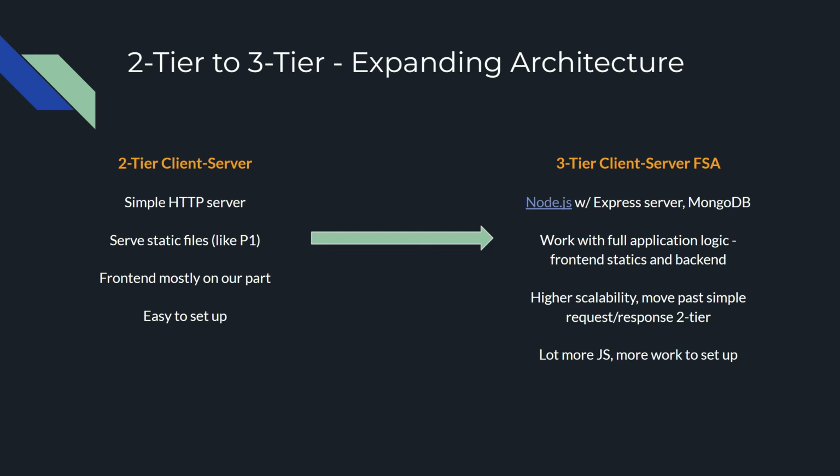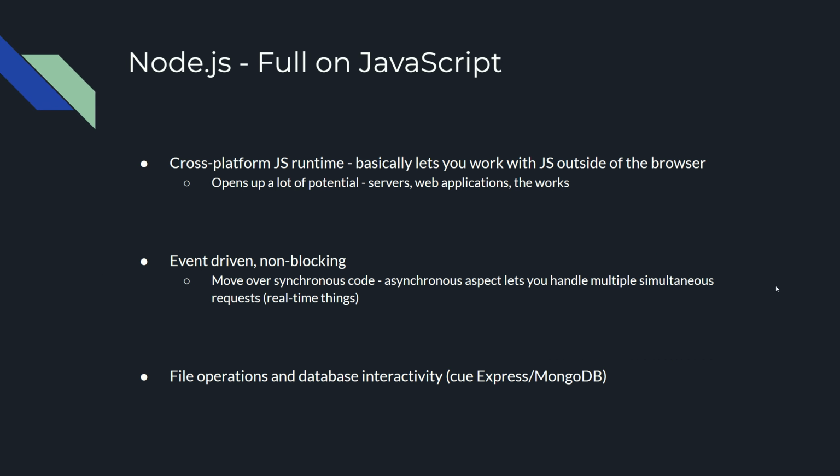Now the downside is that compared to just a two-tier, which was a lot easier to set up, a three-tier involves a lot more JavaScript, since we have JavaScript working in the front end and in the back end, throughout our Node.js and throughout our Express server or routes. And it takes a lot more work to set up, but the results are most likely going to be worth it in the end. So let's go quickly through some of these other aspects that led us down to the three-tier architecture.